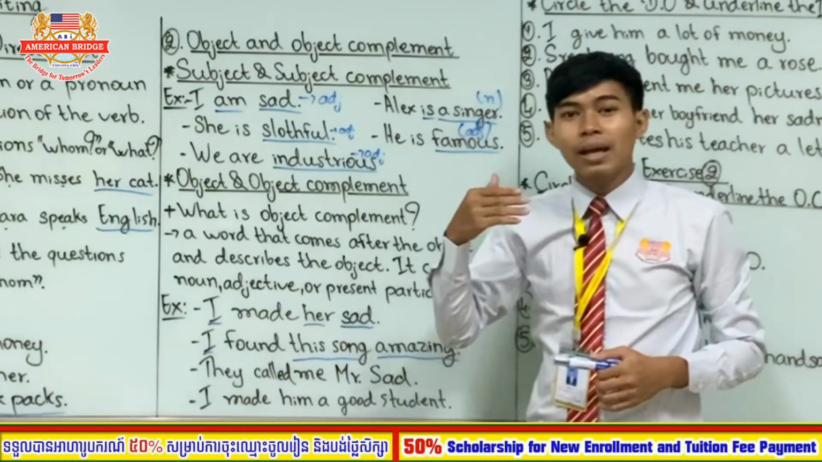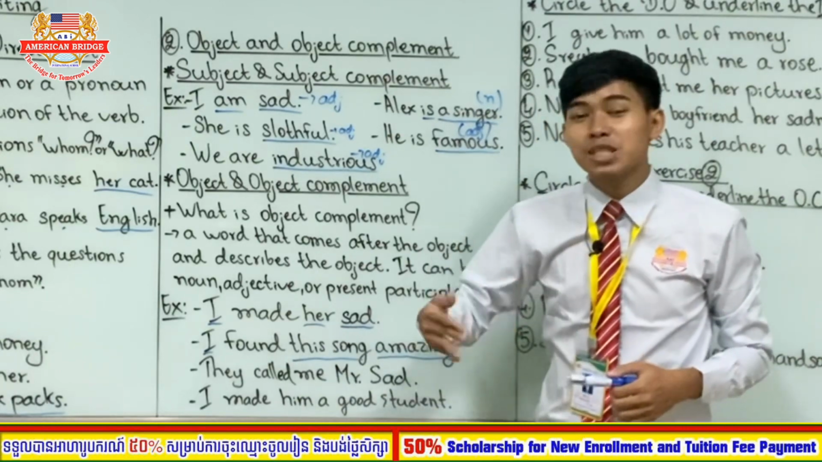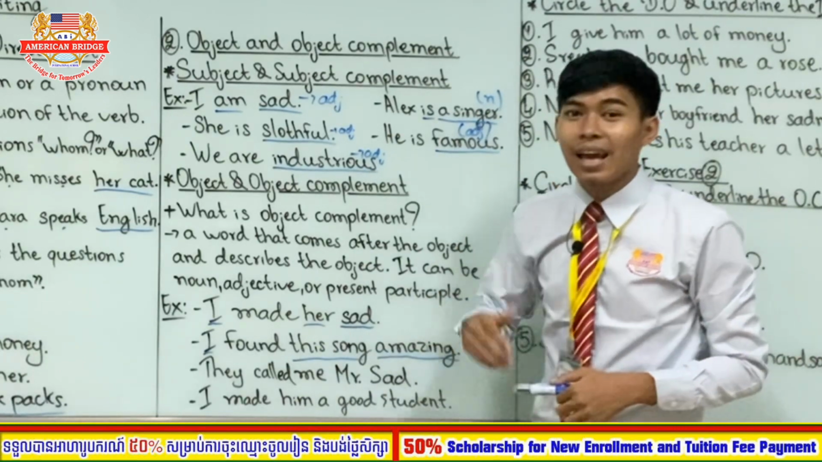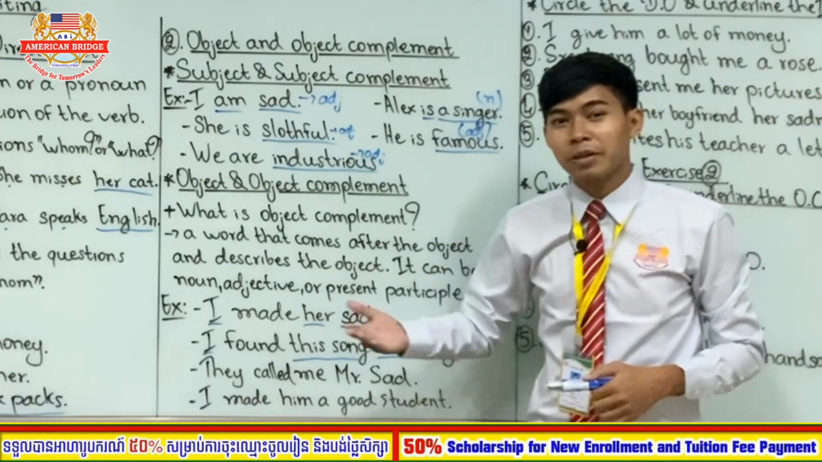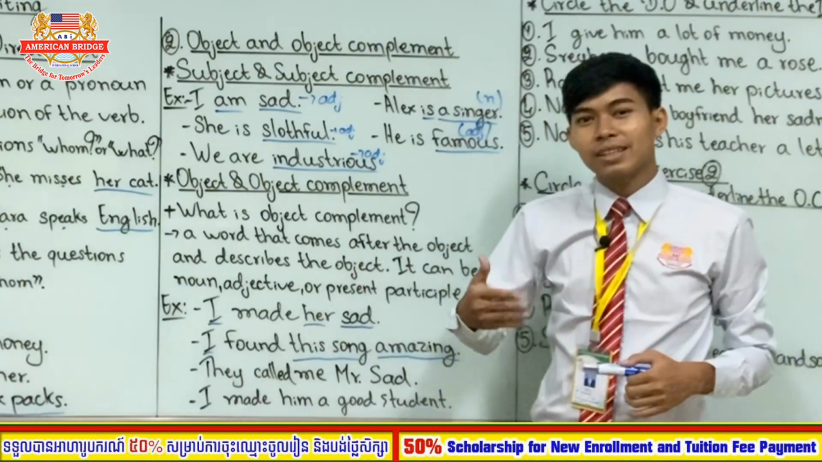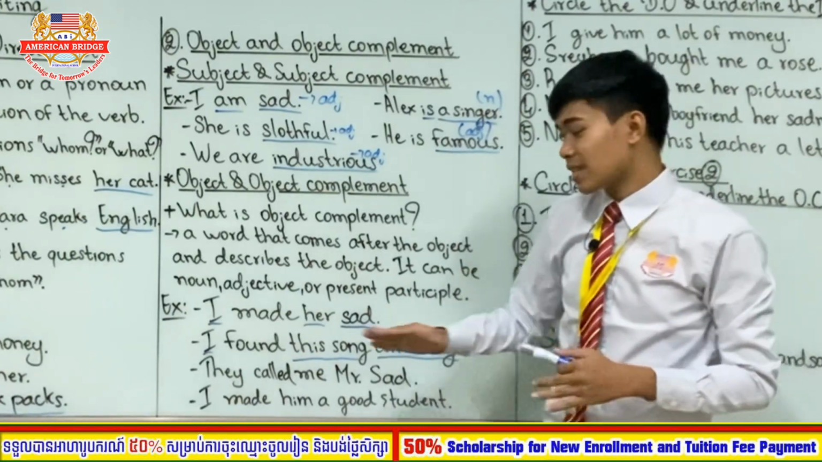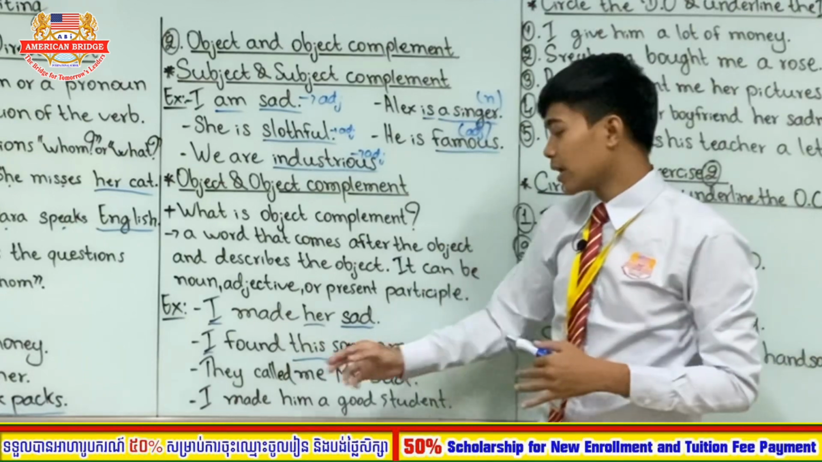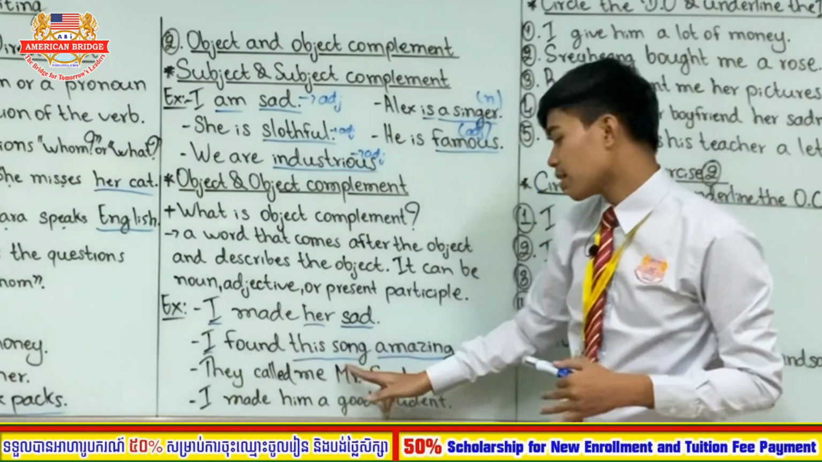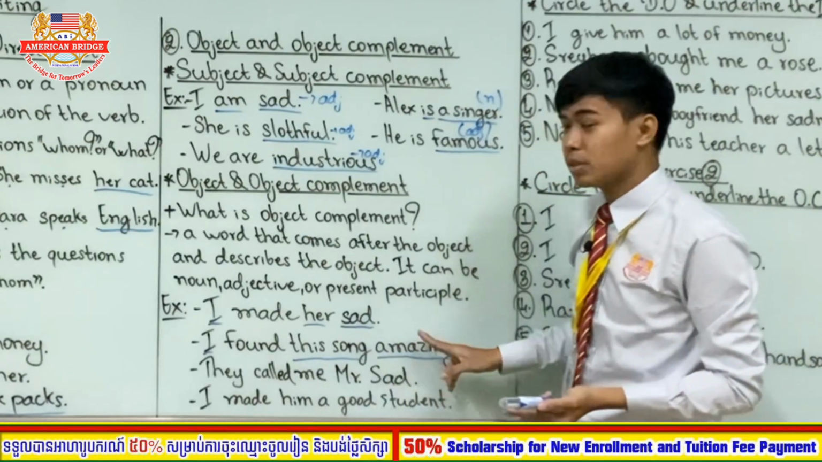Example, I find this movie interesting. It means that I think that this movie is interesting. Okay, I find this girl beautiful. It means that I think that this girl is beautiful. Okay, I find that this man is handsome. It means that I think that this man is handsome. That is the meaning of this sentence. So I found this song. I found this song what? I found this song amazing. So amazing is an object complement.